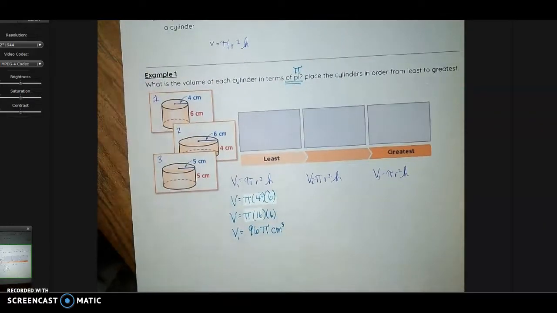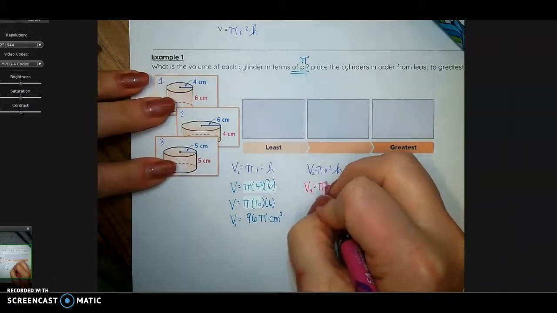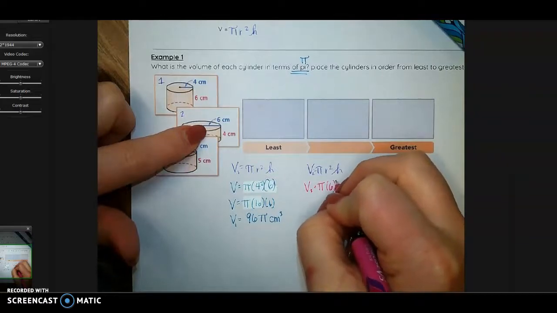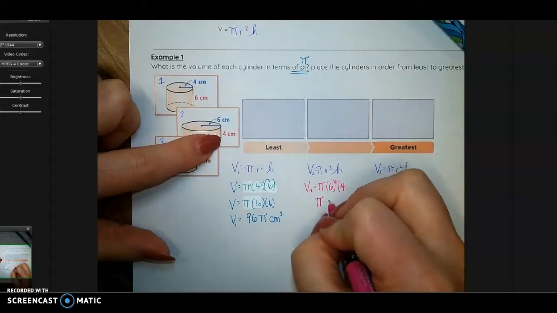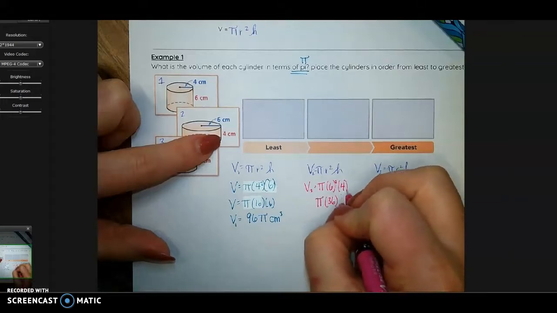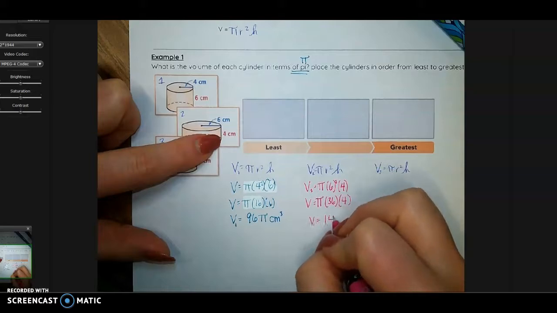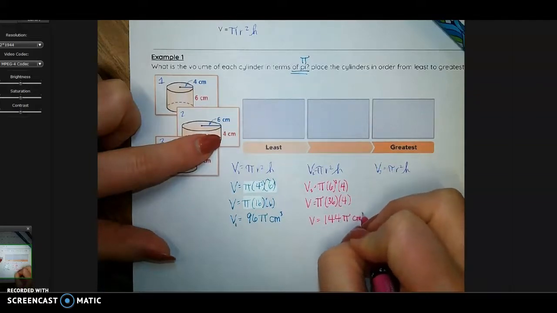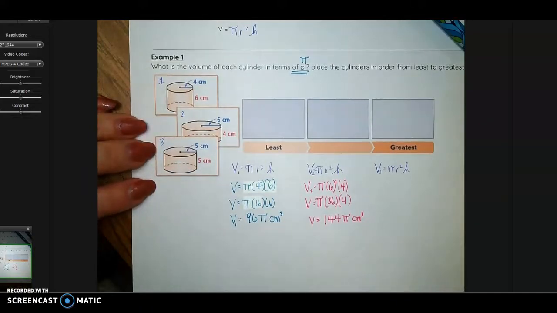For our second cylinder, we're going to do the same thing. We are going to keep the pi symbol. Our radius of this one is 6. And then our height is 4. So we're going to have 36 times 4. Which gives us 144. Again, we put the pi symbol at the end, and that is in centimeters cubed. So we can see that this one has a larger volume than this one does. And all we did was we changed the radius with the height there.